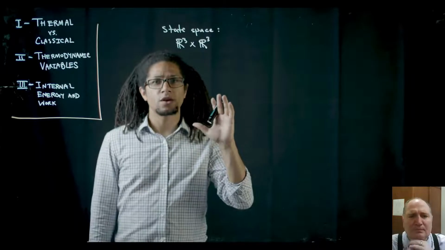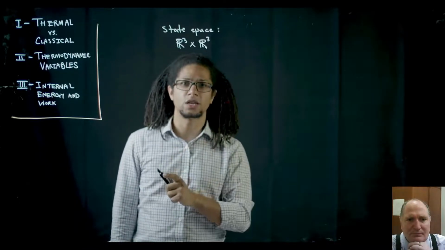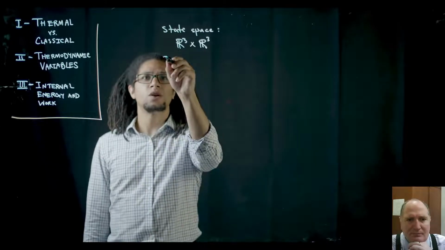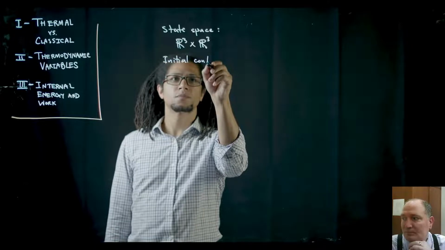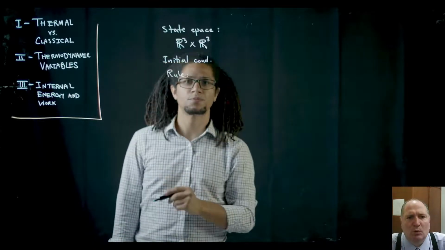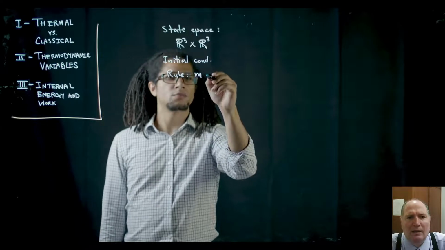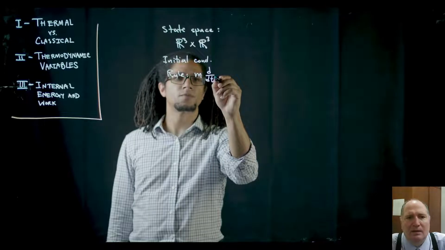Now, there's one other thing that we need, or I should say, two other things that we need in order to say more about this theory. We need its initial condition, just as we said yesterday. And we need a rule that tells us how it evolves forward in time. In particular, that rule was Newton's second law.